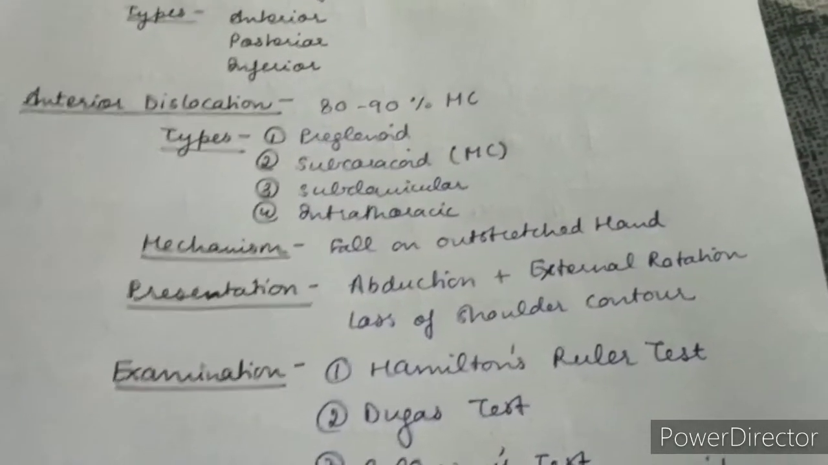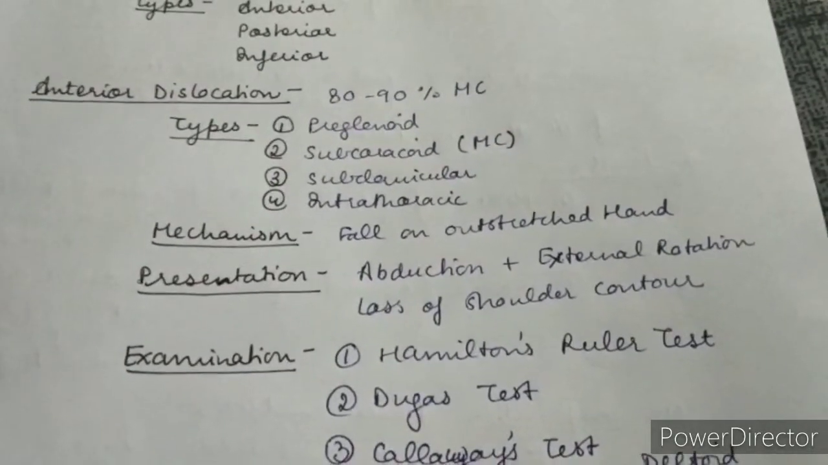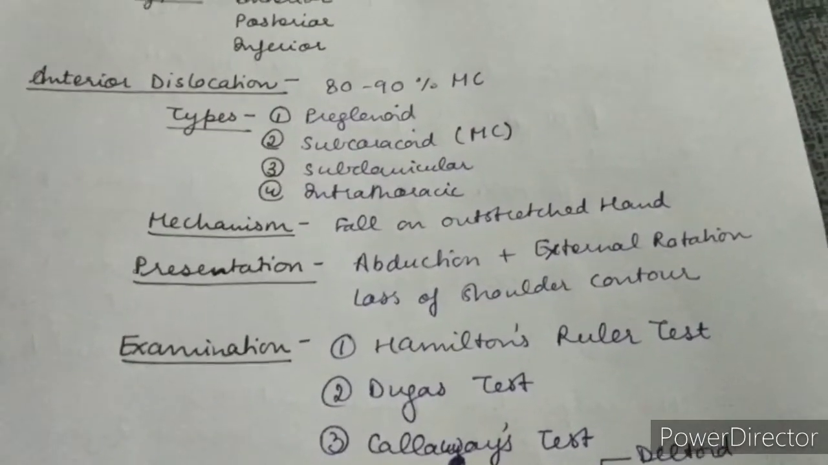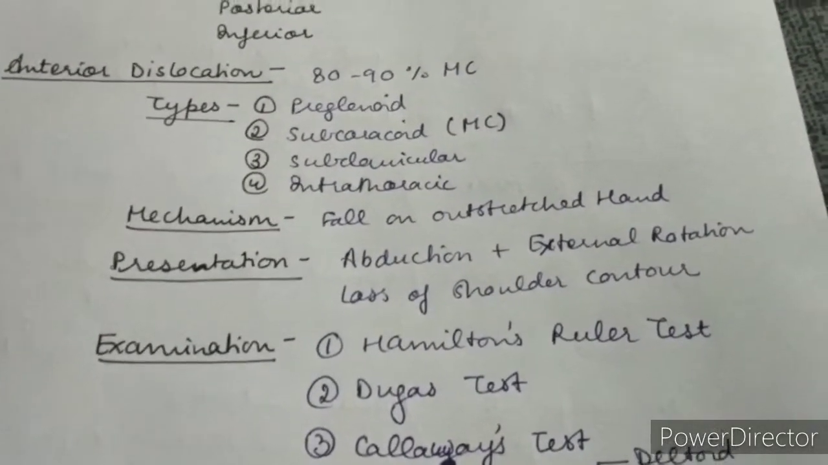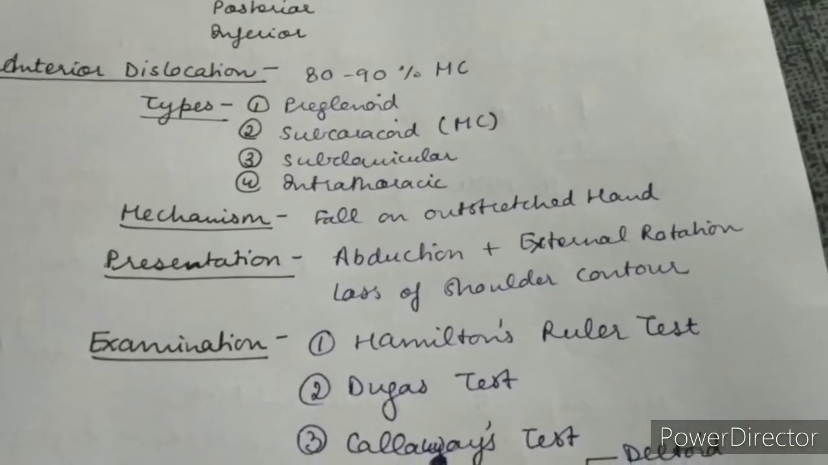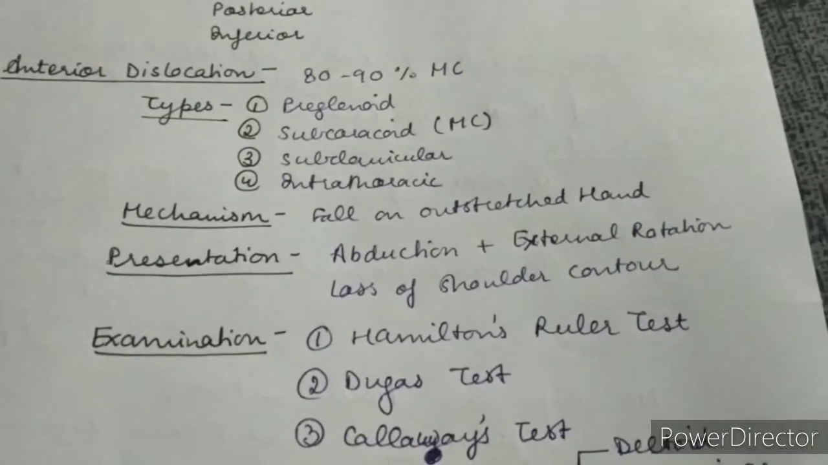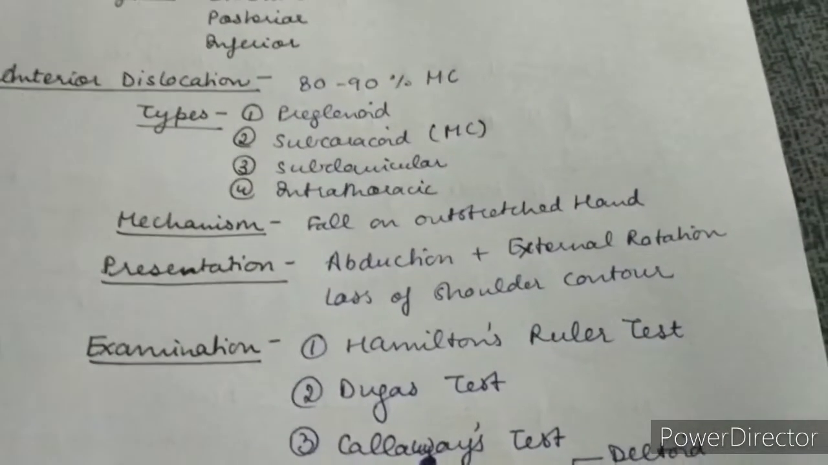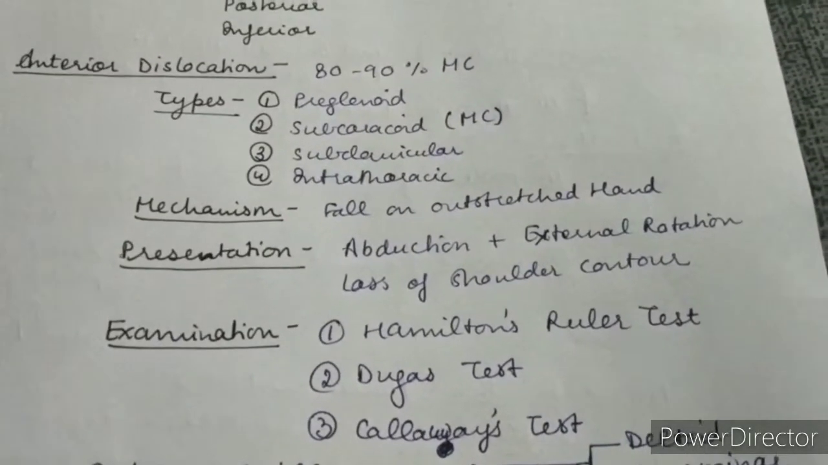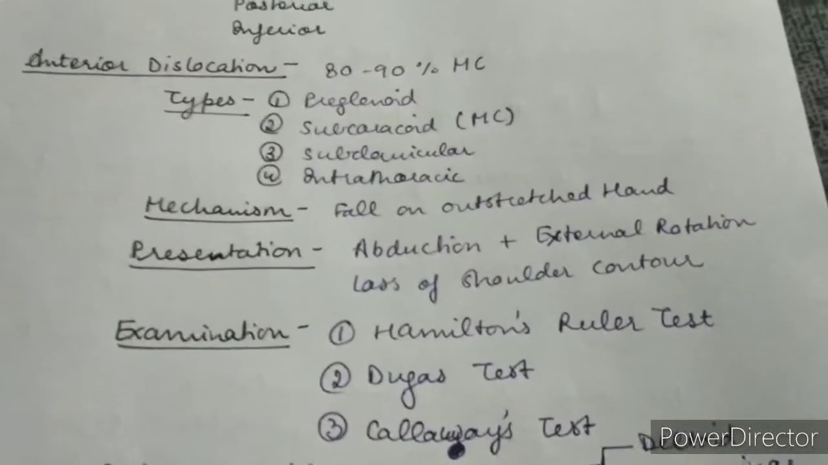Okay. Now as we know that upper limb trauma basically includes only one mechanism, that is fall on outstretched hand. The presentation here is abduction plus the external rotation, and there is loss of the shoulder contour. That means the shoulder becomes flattened. So whatever nice contour of the shoulder you get by exercising in the gym, that is all lost in this kind of injury.